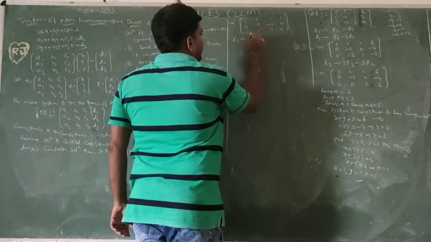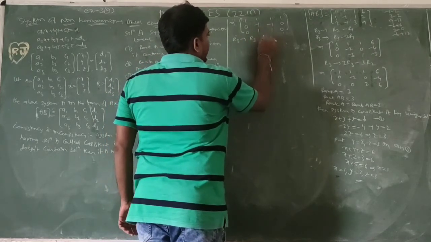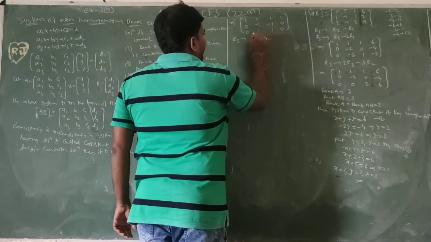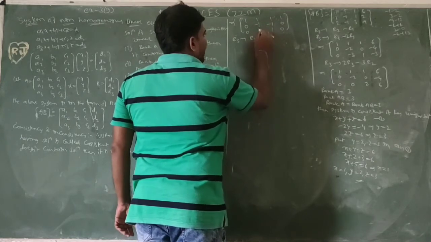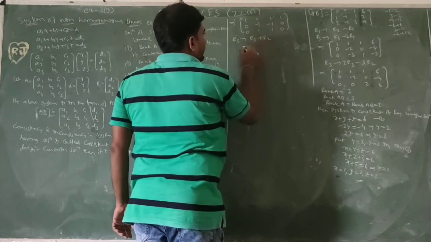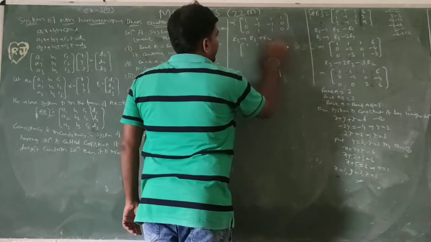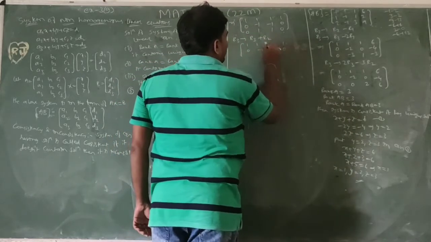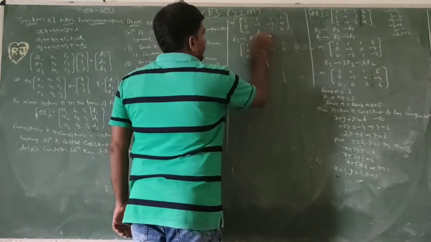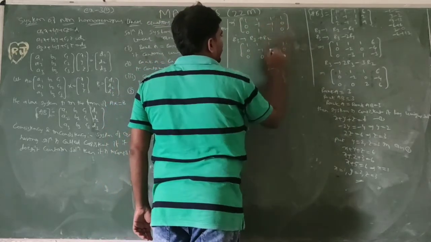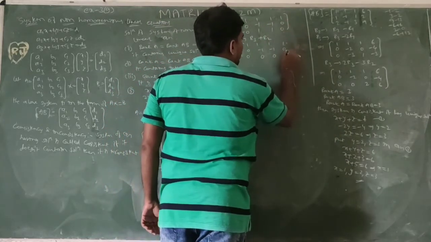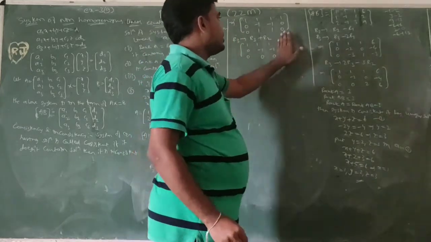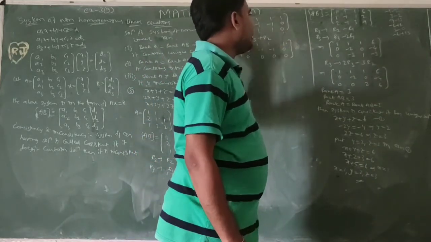So R3 corresponding position minus 1 times R2. The numbers are equal, 1 and 1, balanced, so on the opposite side we should keep plus. 0 minus 1 minus 1, 0. 0 plus 0 is 0. 1 minus 1 is 0. 1 minus 1 is 0. 0 plus 0 is 0. This is matrix A.